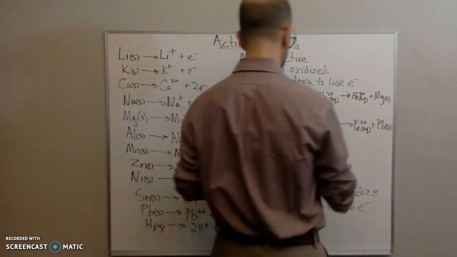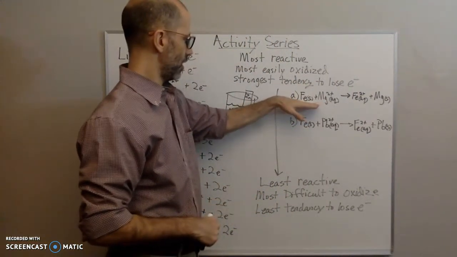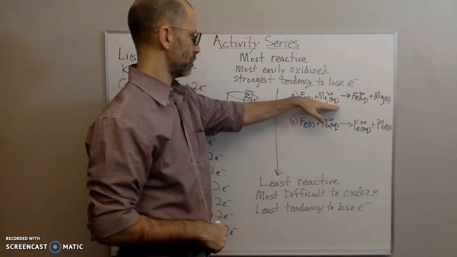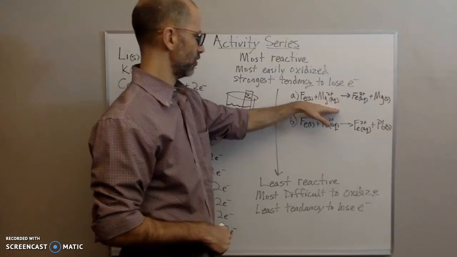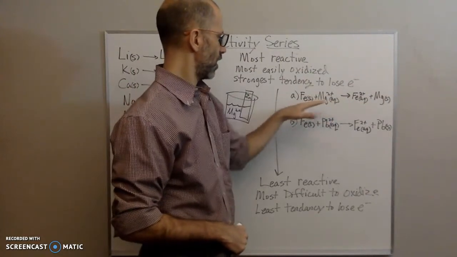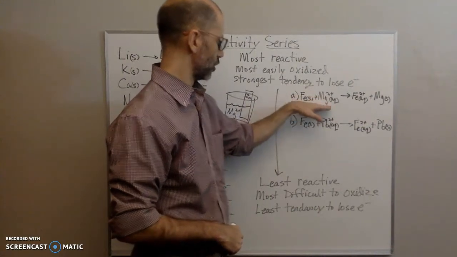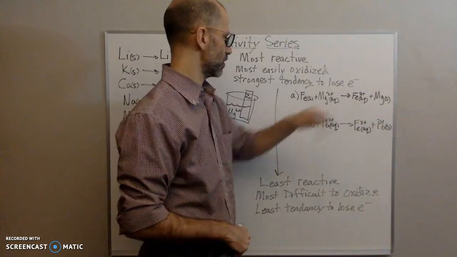So here I have two examples. Here we have solid iron being mixed with magnesium aqueous solution. So I'm going to put the iron in the magnesium solution and supposedly transfer the electrons to the magnesium to get magnesium solid and then the iron 2+ ions.